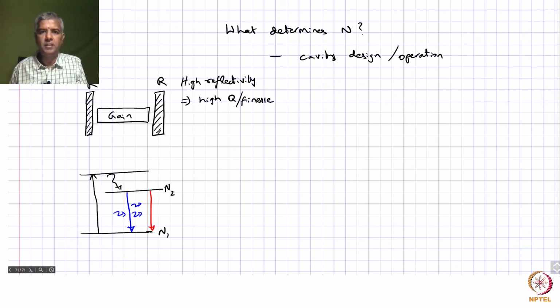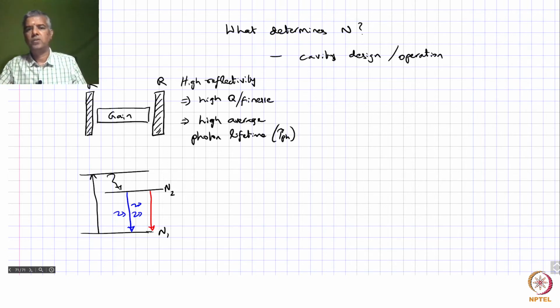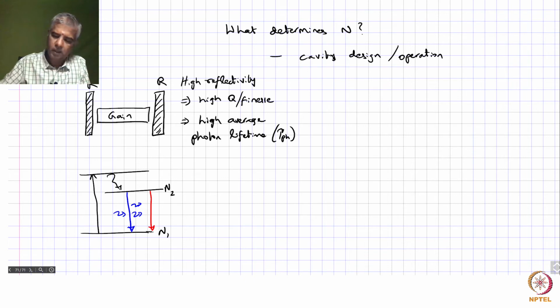So, when we talk about the average photon lifetime, this means there is a high average photon lifetime. Let us call this tau ph. You have a fairly high average photon lifetime if you have a high finesse cavity with highly reflective mirrors. So how does that impact n? If you have a large number of photons build up through feedback, whenever there is feedback from these mirrors, that is going to cause more and more stimulated emission. Or in other words, if you have longer photon lifetime, that means there is less spontaneous emission.